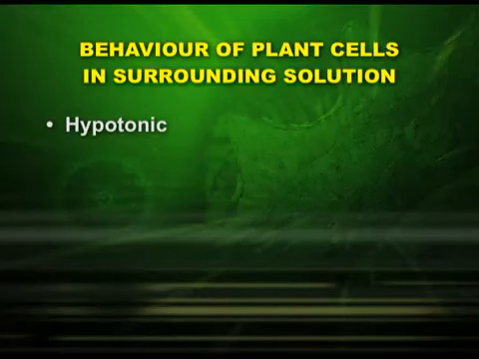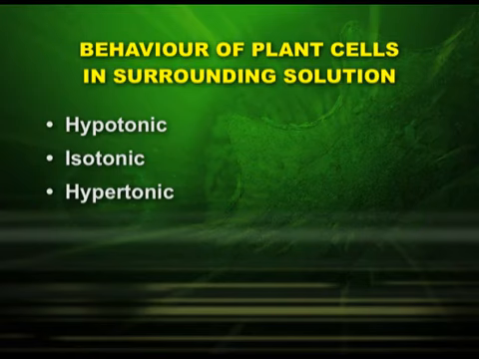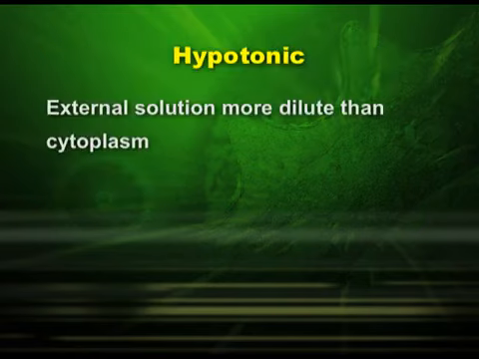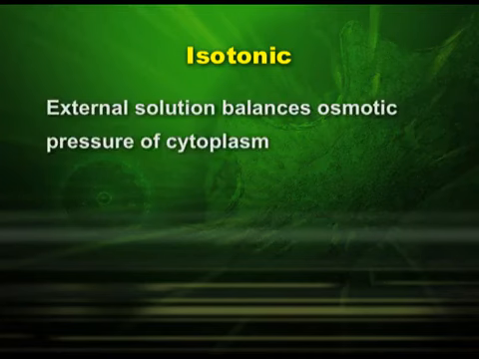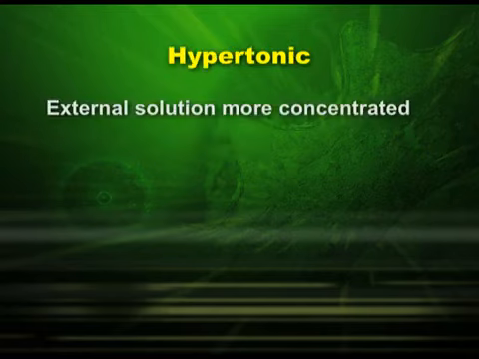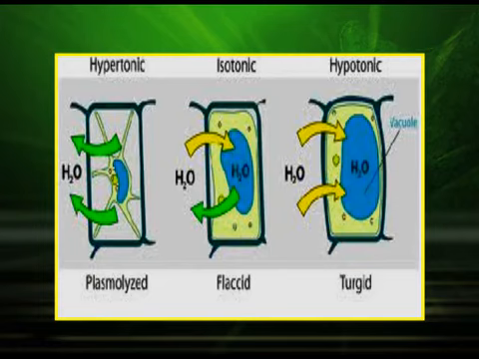There are three types of solutions: hypotonic solutions, isotonic solutions and hypertonic solutions. In hypotonic solution, the external solution is more dilute than the cytoplasm. In isotonic solution, the external solution balances the osmotic pressure of the cytoplasm, and in hypertonic solution, the external solution is more concentrated than the cytoplasm. Now, let us see the three types of solution with the help of a diagram.